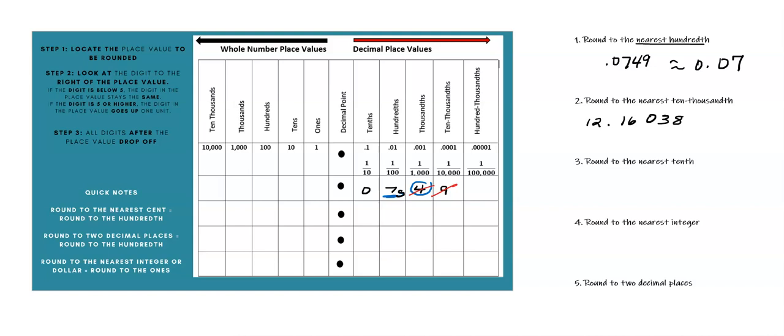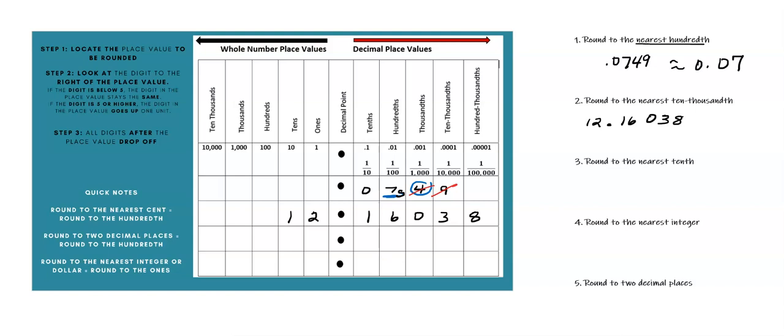And this number reads 12 and 16,038 hundred thousandths. So let's look at what happens when we line up the decimal number into our chart. So we have 12 in front of the decimal point, and we have 16038 after the decimal point. 12 and 16,038 hundred thousandths is the word name for this decimal number.